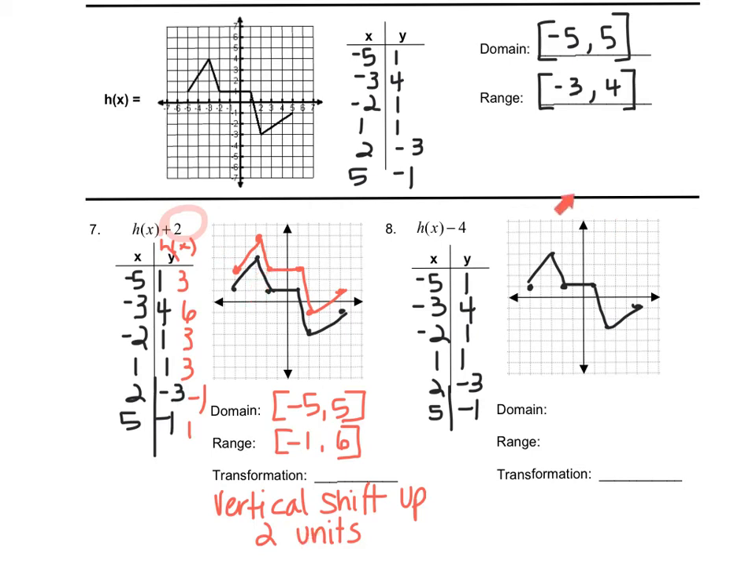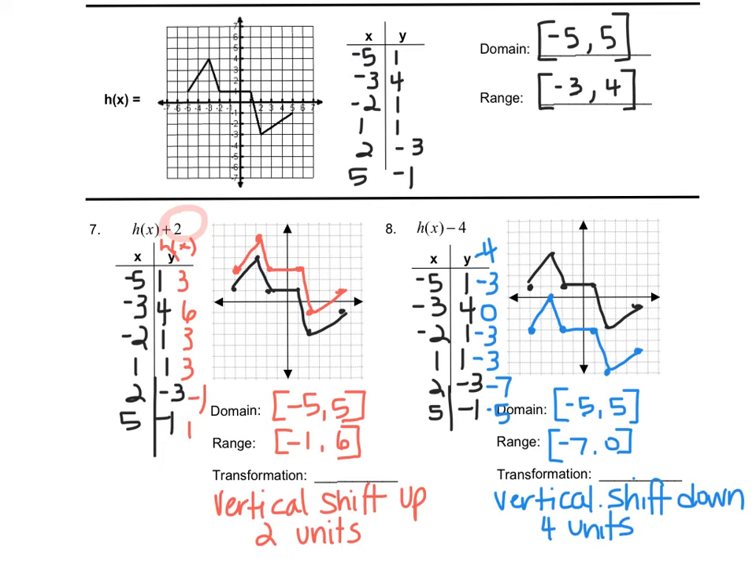I'm going to pause. I'm going to let you do this one and figure out this answer. The domain should stay the same. Your range should go from the bottom to the top. From the bottom, which is -7, to the top, which is 0. This is y equals 0 right here at the top, to the bottom, which is y equals -7.